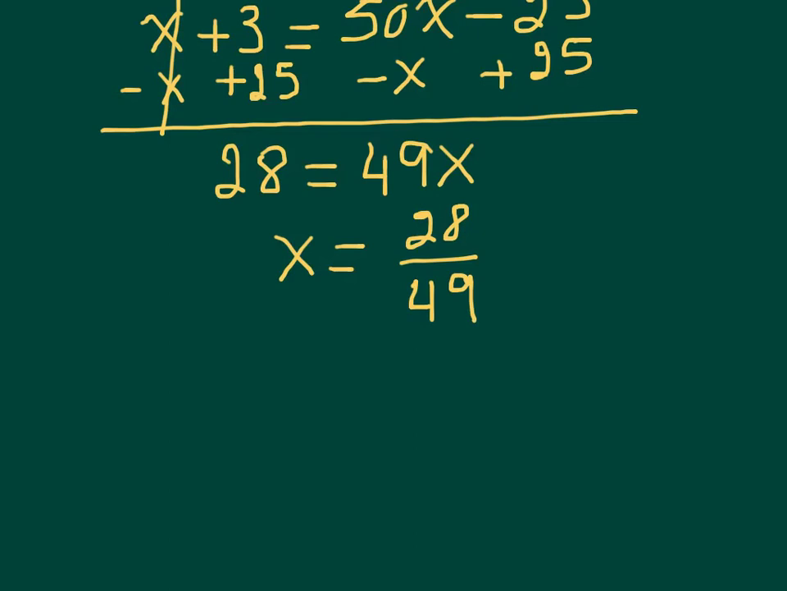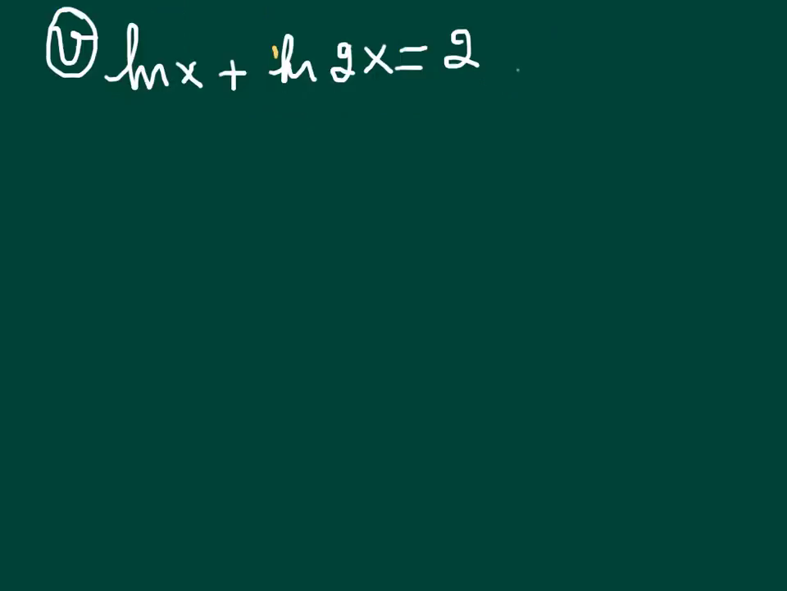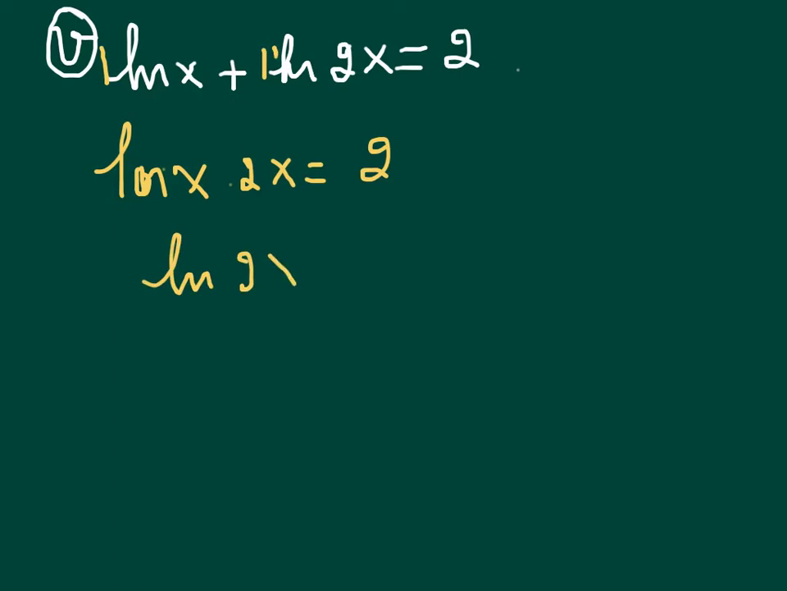And on the log function, part V, I need you to look at those two logs. Since the coefficient is 1, we're going to combine them. This is going to be the log, or ln, of x times 2x is equal to 2. Or ln of 2x squared equal to 2.